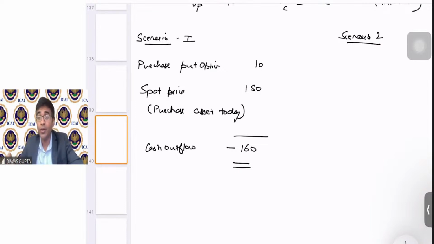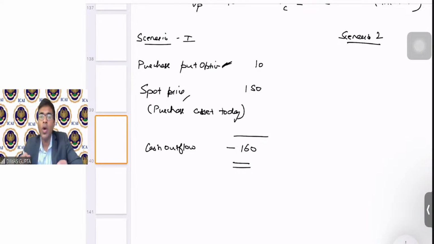Now, some of you should be thinking that I have purchased a put option, I have purchased a share also, so I have not taken an opposite position. No, students, that's not the case. You have purchased a put option. You have purchased a right to sell. So that means on the underlying, you are going short. That's what the point is.